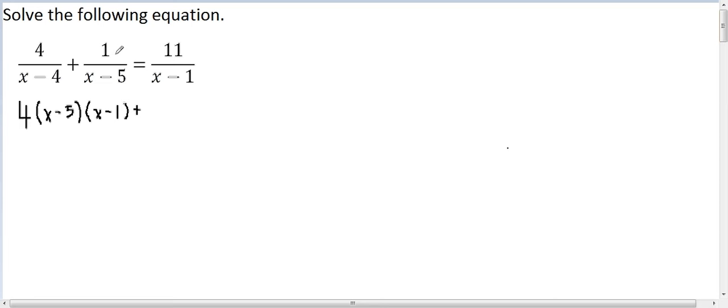Since multiplying anything by 1 will give us that other number, I'll just skip the 1 and write everything else, which is x minus 1 and x minus 4. On the other side of the equation, we have 11, and the x minus 1s will cancel out. So we end up with x minus 4 and x minus 5.